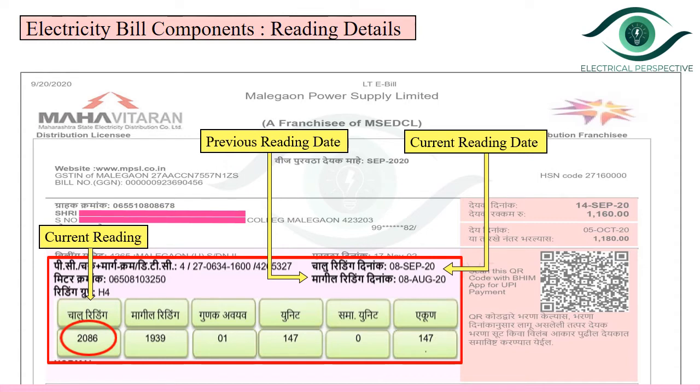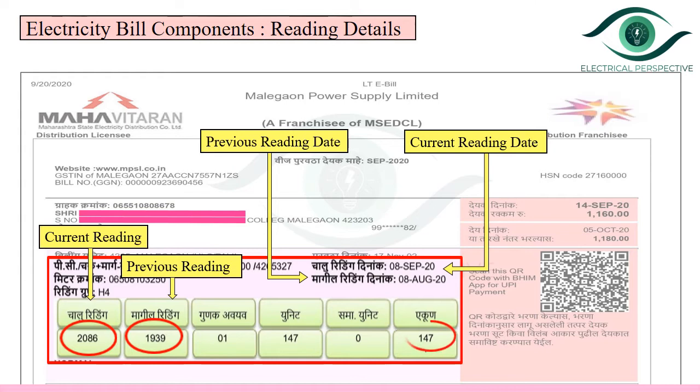That is the present reading as seen on the electricity meter on the current reading date. Here in this case 2086 is the current reading taken on 8 September 2020, because the current reading date is 8 September 2020. Then Magil reading, which means the previous reading, is the reading recorded on the electricity meter in the previous month. And this is the value of the reading recorded on 8 August 2020 in this case, because here the previous reading date is 8 August 2020. So the previous reading is 1939.